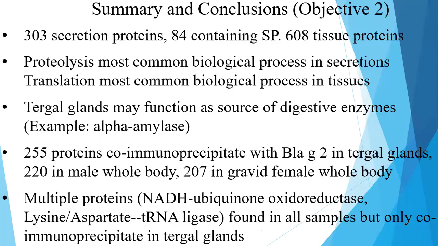My summary of that is that there are 303 secretion proteins, 84 containing a single peptide. Overall, we found that there are 608 proteins in the Tergal gland tissues. Proteolysis is the most common biological process in the secretions.